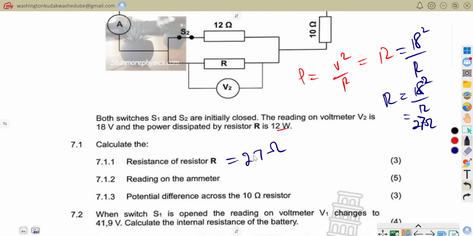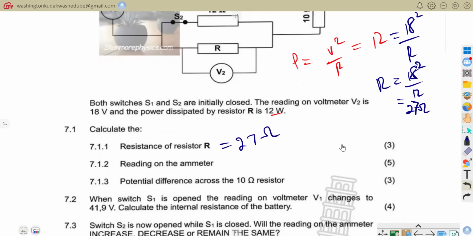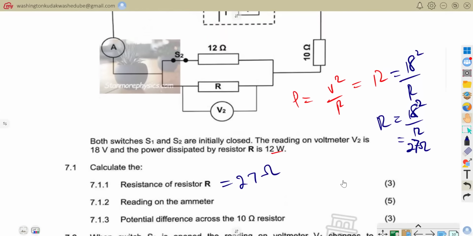So the resistance there was equal to 27 ohms. Now they are saying, calculate the reading on the ammeter. If I now know the resistance here and the voltage here, I can calculate the current on this 12 ohm, calculate the current on this 27 ohm, and then I'll add them. That becomes the total current that is running through here.